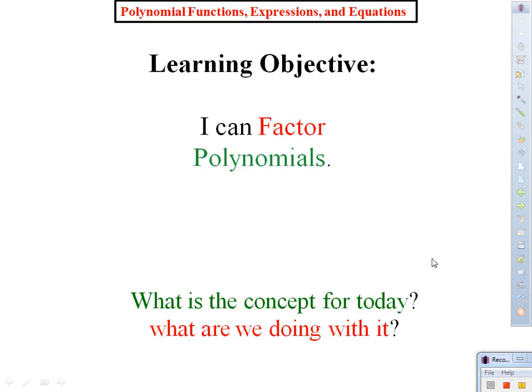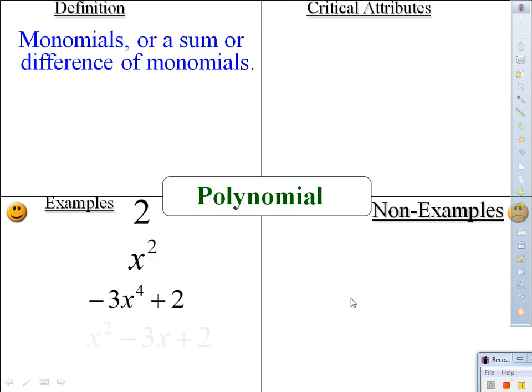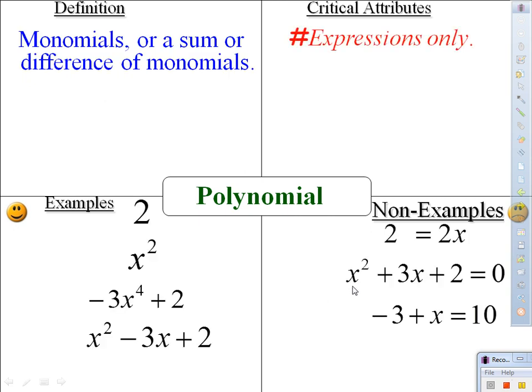Our objective for today: I can factor polynomials. By now, we don't need a Frayer model because we know what polynomials are, yes? Studying over the definition for polynomials without looking at your notes. Very good. Monomials, or sum or difference of monomials. Examples, non-examples.